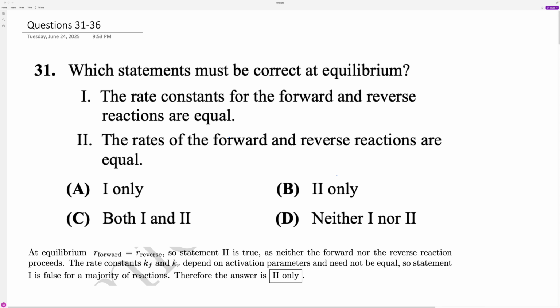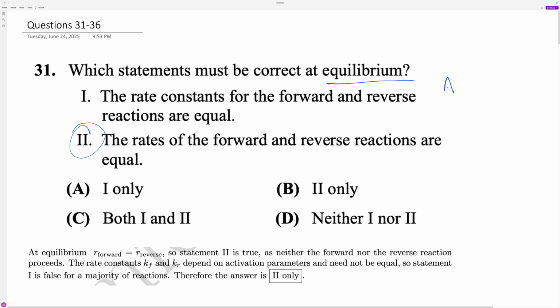I'm actually going to start with the second statement first and go to the first statement just because it's easier to explain, but the question is asking which of the below two statements must be correct at equilibrium. So II has to be correct because the whole point of equilibrium is that neither the forward or the reverse reaction proceeds. So if that's the case, the rates, of course, must be equal because neither reaction is proceeding. So II is going to be correct. And now let's go to I.